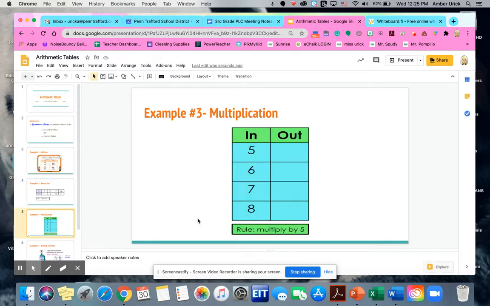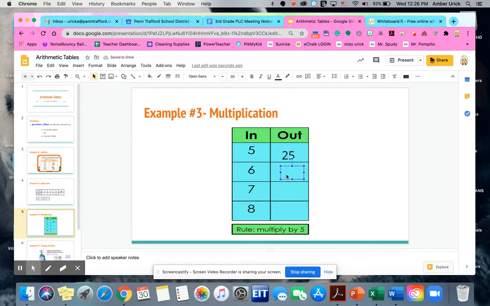Here we go. Now we're going to multiply by 5. What goes in must be multiplied by 5. I know we don't know all of our multiplication tables quite yet, and that's okay. We can count by 5s. Are you ready? So 5 multiplied by 5. So count by 5s 5 times. 5, 10, 15, 20, 25. And I like to rhyme this one. 5 times 5 is 25.